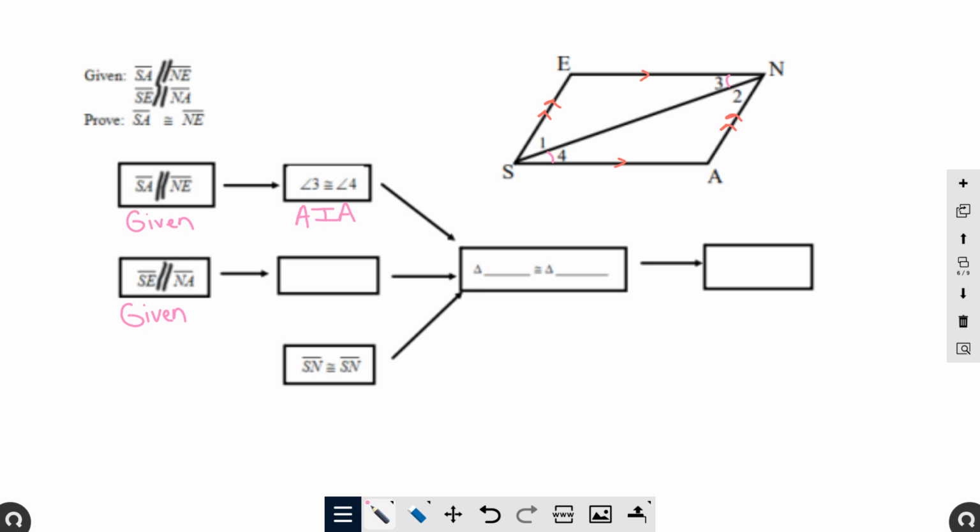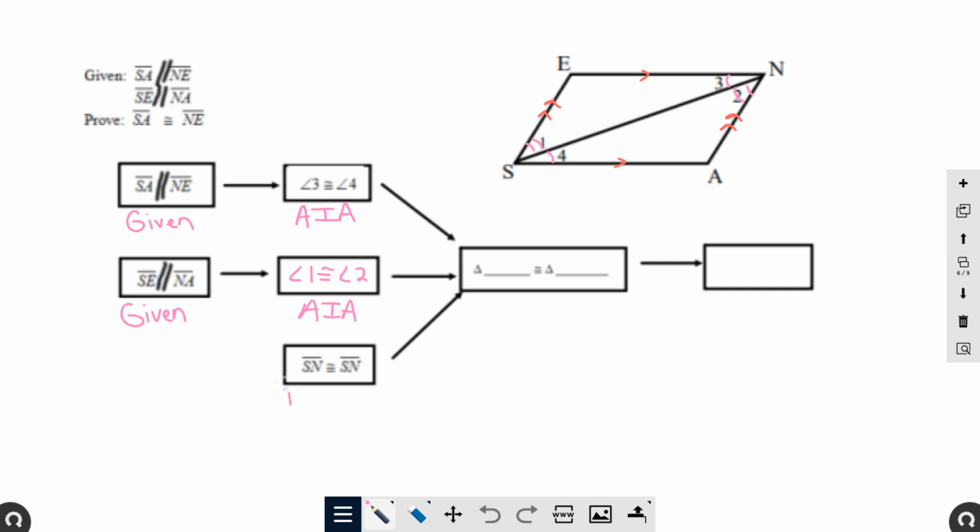If we know SE is parallel to NA, what can we prove? If we know this, what should go in this box? 1 equals 2 because alternate interior angles. Angle 1 is equal to angle 2. They're on that parallel line, so the ones that are on the side, and that would be another alternate interior angles. You see a lot of alternate interior angles when you talk about parallel lines in this fashion.